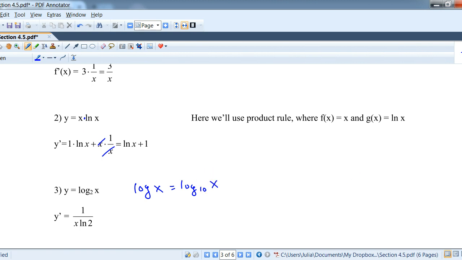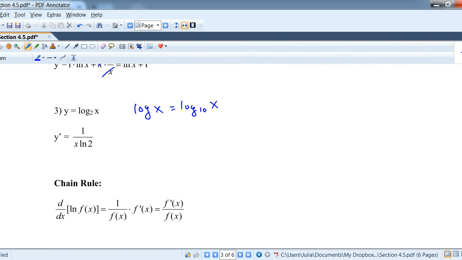So we may see that sometimes. So what about chain rule? Again, if ln is the outside function of f of x, we can take the derivative of the ln portion first, which is 1 over f of x, times the derivative of what's inside of the ln, which is f prime of x.